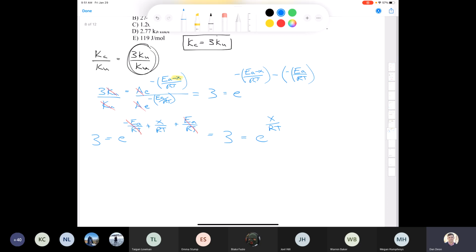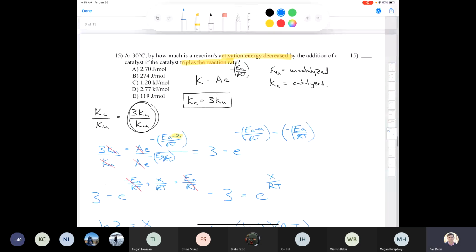Okay, all I have to do is take the logarithm of both sides, and I get that the natural logarithm of 3 is equal to X over RT. I can solve that for X. I get that X is equal to the ln of 3 times R times T. X is equal to the ln of 3 times the gas constant, which is 8.314 joules per mole Kelvin.